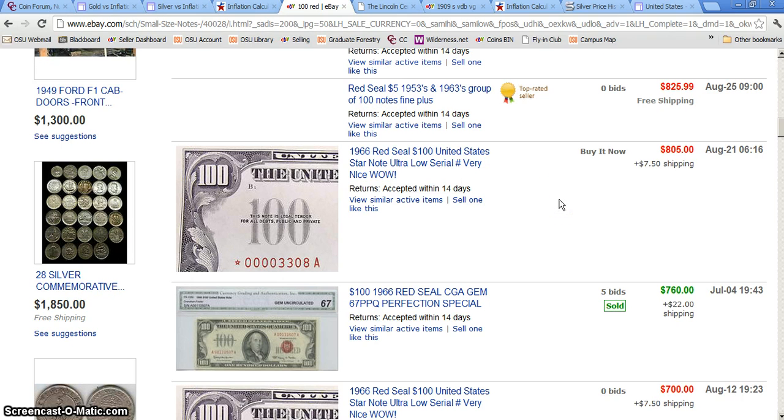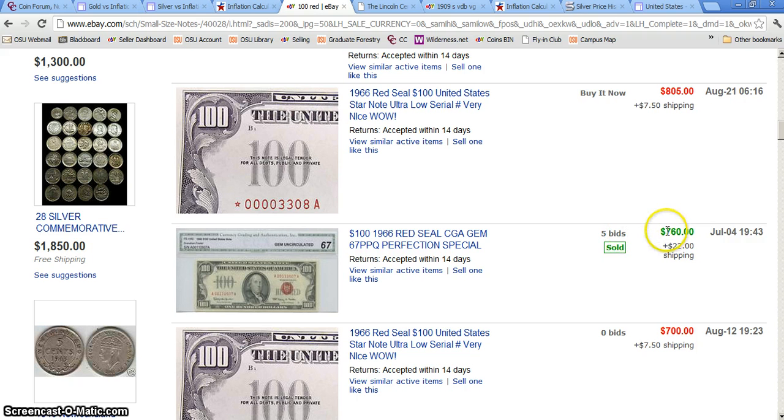I've already done a search. Here we have an auction that actually ended. It sold for $760. This is a graded red note, gem uncirculated 67. Now, did the seller actually realize $760? Of course not, because he had to pay for eBay fees and most likely PayPal fees. You can expect 10% to come off of that price. The seller realized, in essence, less than $700 on the sale of this note.